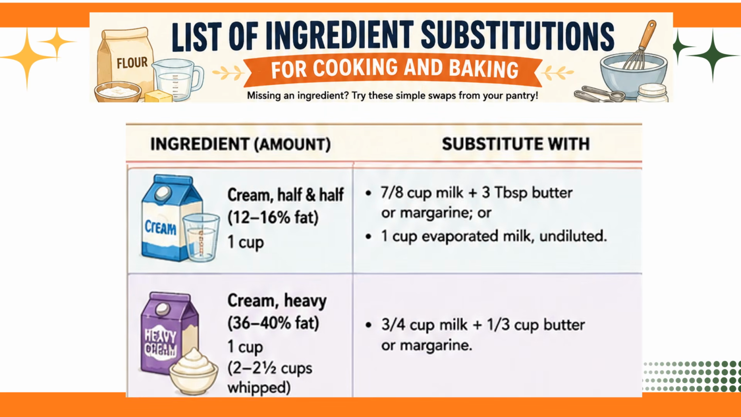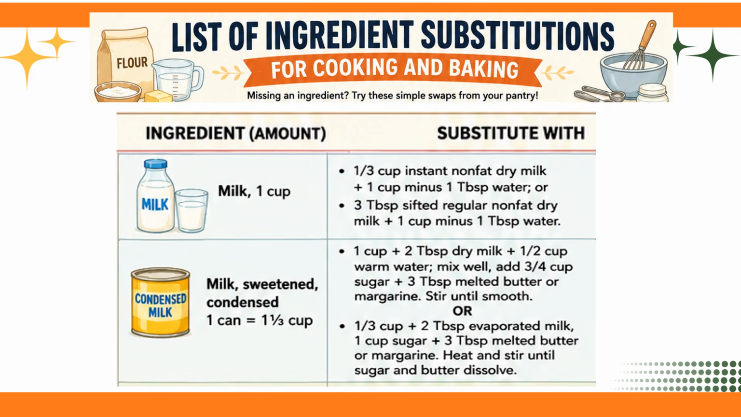Cream, half-and-half, 12 to 16% fat, 1 cup. For use in cooking and baking, substitute with 7/8 cup milk and 3 tablespoons butter or margarine, or 1 cup evaporated milk, undiluted. Cream, heavy, 36 to 40% fat, 1 cup, 2 to 2.5 cups whipped. For use in cooking and baking, substitute with 3/4 cup milk and 1/3 cup butter or margarine.